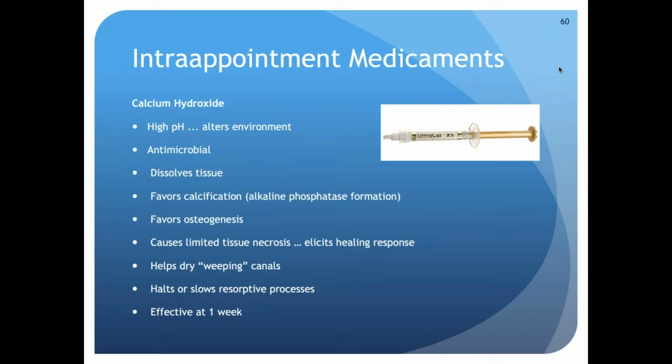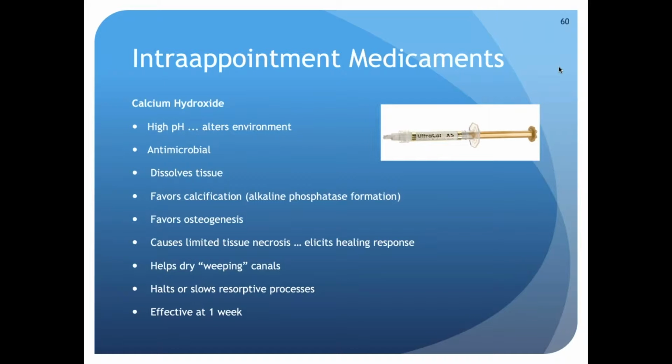So it's antimicrobial. It's going to dissolve tissue. It favors calcifications. This alkaline phosphatase is going to help bone regeneration of periapical radiolucency. It's going to help grow new bone. It's got limited tissue necrosis, so if a little bit gets out, that's not a problem. If you have a weeping canal, so it's just bleeding, you don't want to obturate, this is really great. One technique for that is you can actually use powdered calcium hydroxide.